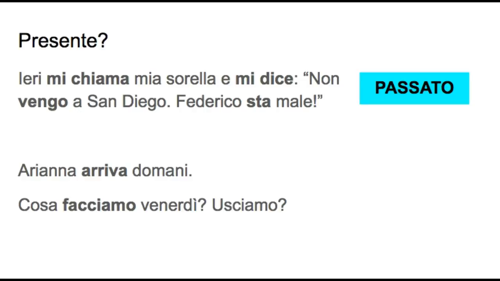The other two examples on the bottom: Arianna arriva domani, and cosa facciamo venerdì? Usciamo. So Arianna arrives tomorrow, and the other one is: what do we do Friday? Do we go out? Cosa facciamo venerdì? Usciamo. Both these examples are talking about the future, not the present, and yet I use the present tense. Arriva, facciamo, and usciamo also. That is not bold, but it should be. So with this we talk about the future. So we have a present tense form that is actually used to talk about the present, but also to talk about the past and about the future.